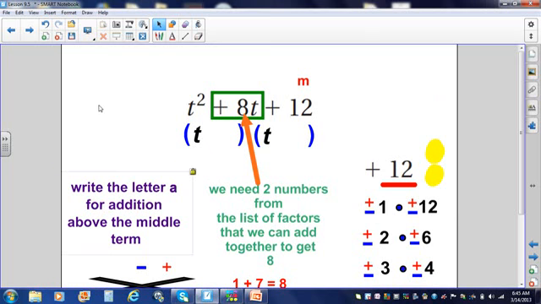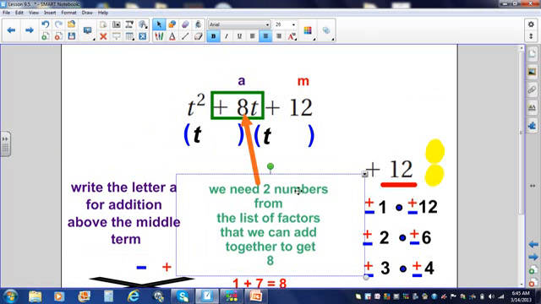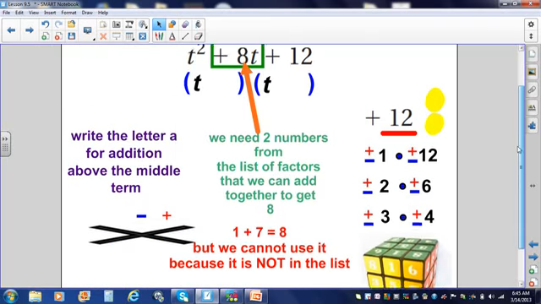The next thing I'm going to do is write the letter A for addition above this middle term. We need two numbers from this list of factors that we can add together to get 8. Be careful when you do this part.